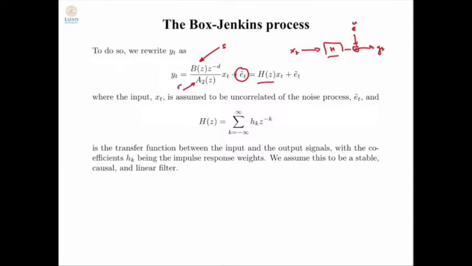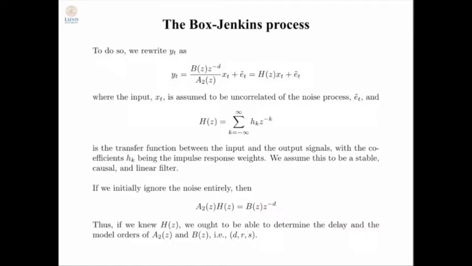This filter, we can write a Z transform of it like this, and we assume this to be a stable, causal, and linear filter. The causality means, of course, that the components h_k for k less than 0 are all 0. Okay, so if we begin by ignoring the noise completely, we just say that the e tilde part is gone completely. Then we can rewrite, by multiplying by A2, and get this expression. So that means that if we knew H(z), we would be able to solve this equation and find the model orders for A2 and B, as well as the delay, by just identifying the coefficients in the corresponding polynomials.